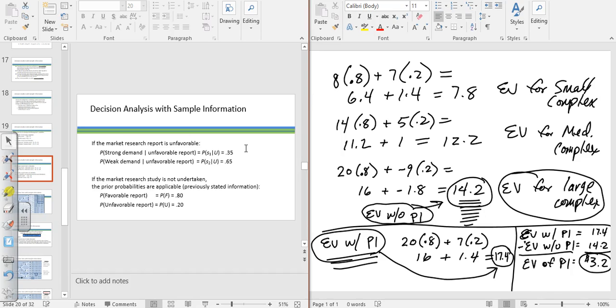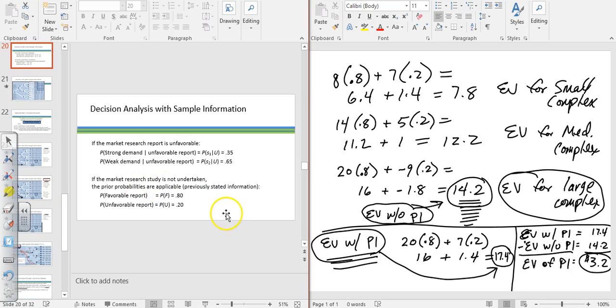You don't expect them to just make up this information. You would expect, with all the research that they do, that they're going to be able to find some truth out there. So, yeah, there's a 65% chance of weak demand. Okay, so if the market research study is not undertaken, the prior probabilities are applicable. So we're looking at a favorable report of 0.8 and unfavorable of 0.2.